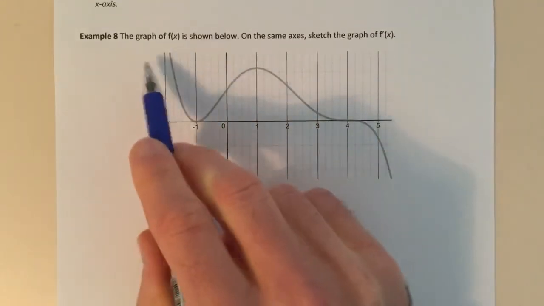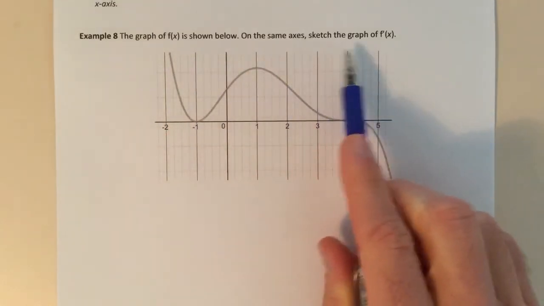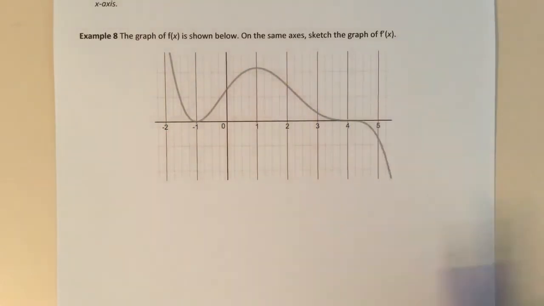So in example 8, we're given a graph of f of x, and on the same axis we're asked to sketch the graph of f dash of x. Let's have a look at those three key sections of the original graph. Remember that the three things we're looking for are where do we have stationary points, where do we have positive gradient, where do we have negative gradient.